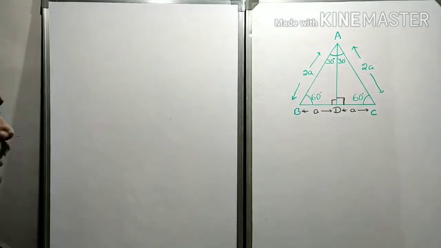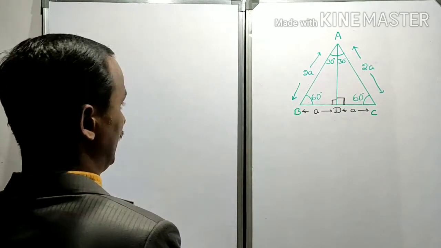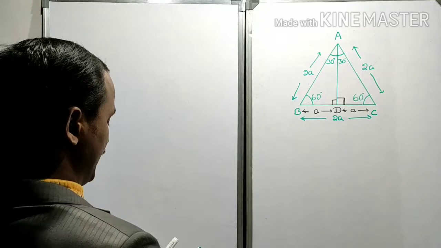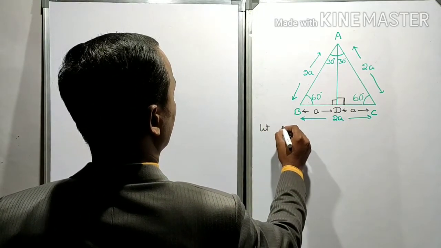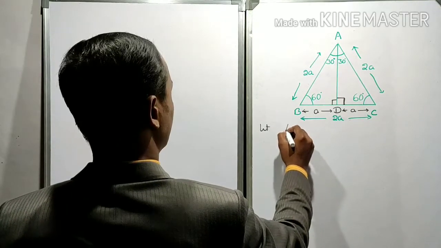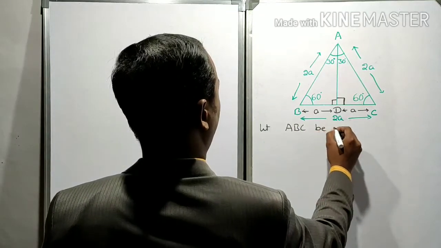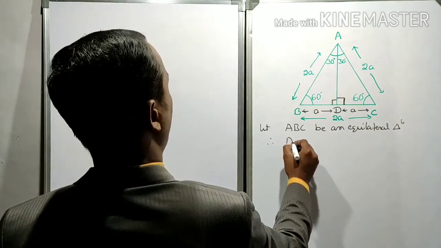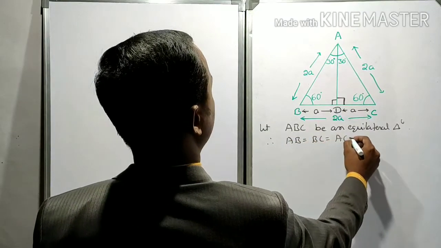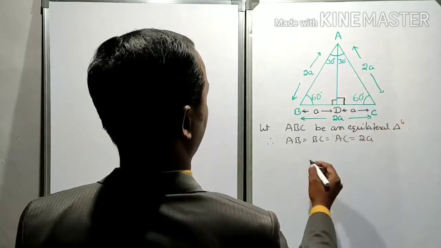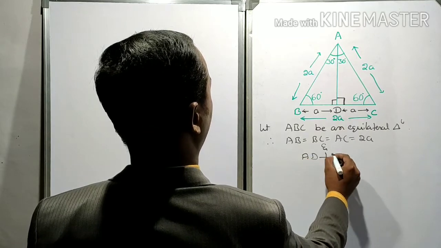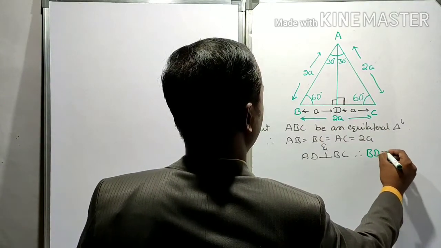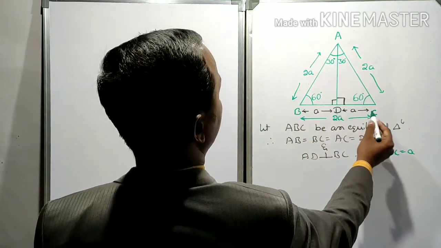Shall I continue? Okay. Now, dear children, let BC length also be 2A. Let ABC be an equilateral triangle. Therefore, AB is equal to BC is equal to AC is equal to 2A. And AD is perpendicular to BC. Therefore, BD is equal to DC, with BD length A and DC length A.